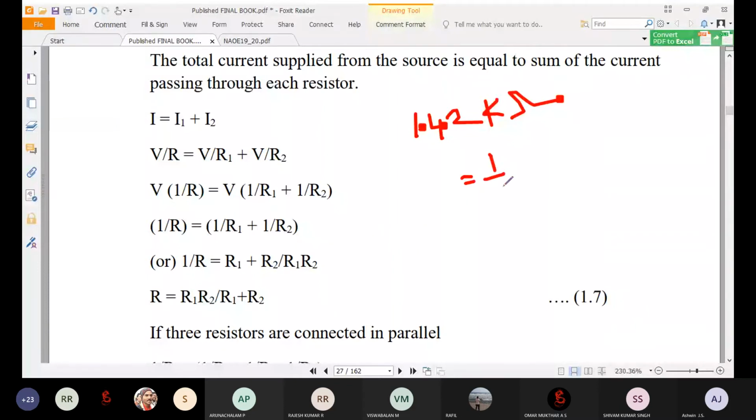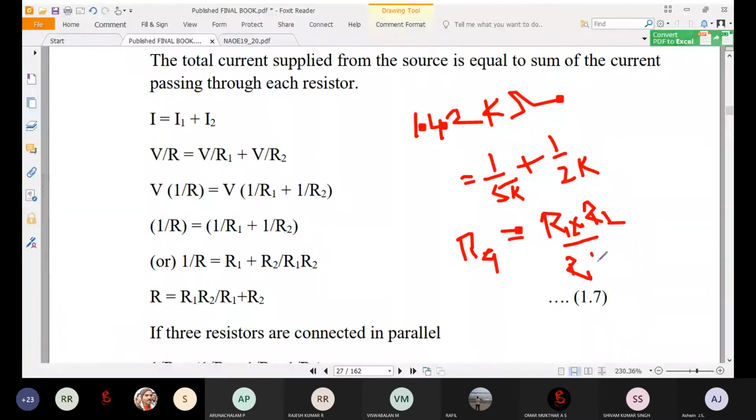Wait, this is 5 plus this is 2k. Just remember, if you take a common, I will rewrite the equation as R equivalent is equal to R1 into R2 divided by R1 plus R2. Right? That is the formula.